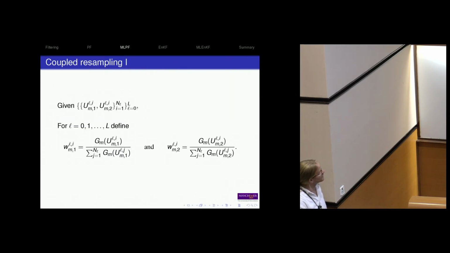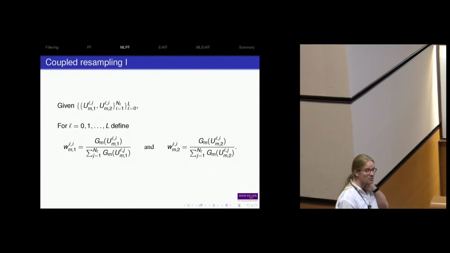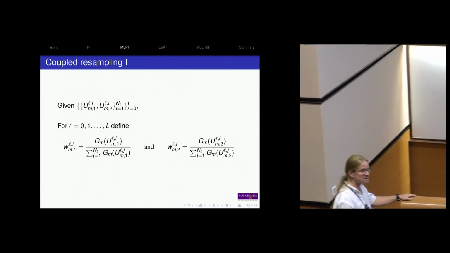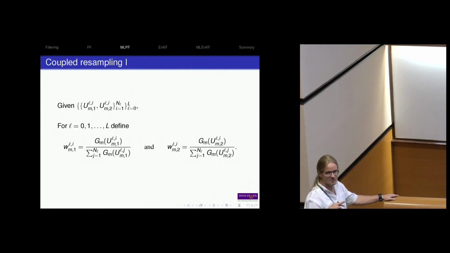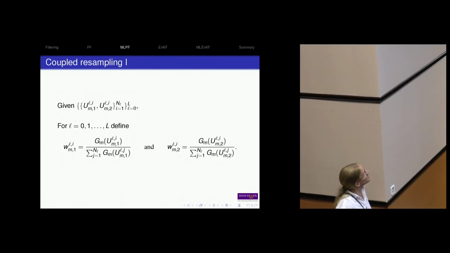Okay, and then we update the particles. All right, so how does this coupled resampling work? So we'll use, for those of you familiar with couplings and with maximal couplings, we're going to do a maximal coupling of the multinomials associated to the coarse level and fine level.